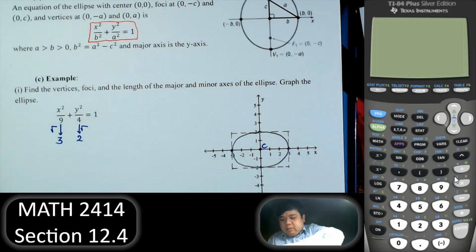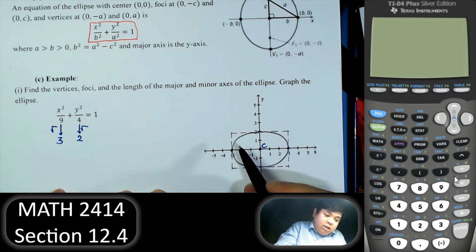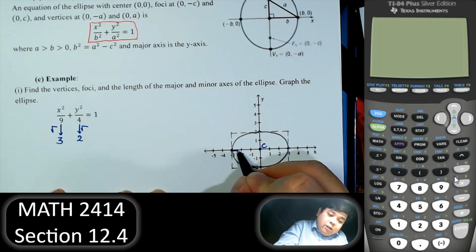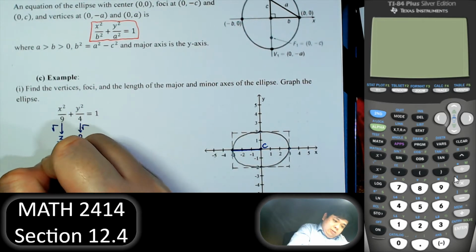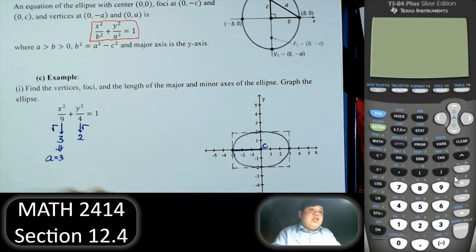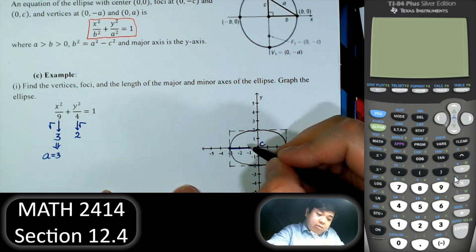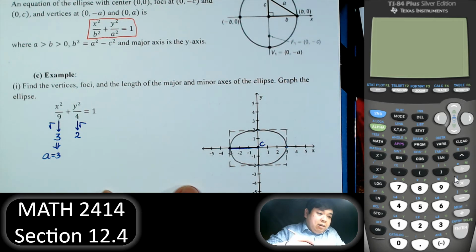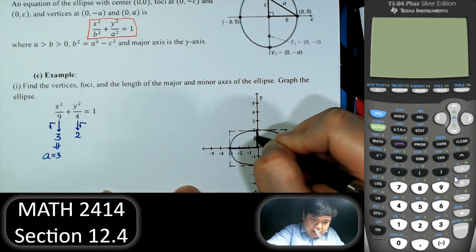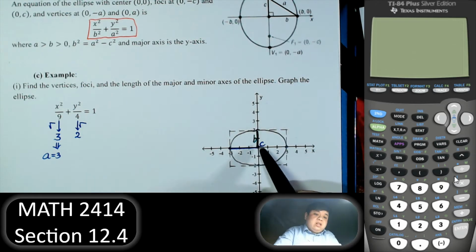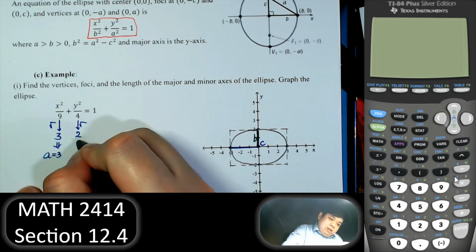Now, the distance from the center to the vertex is the longest distance. So from here on out, that is a, the longest distance. And the shortest distance from the center to an ellipse is going to be b. The shortest distance from the center to the ellipse is 2.